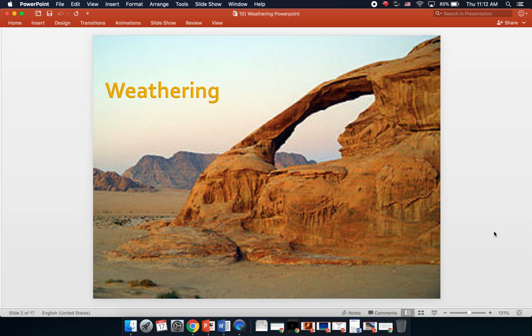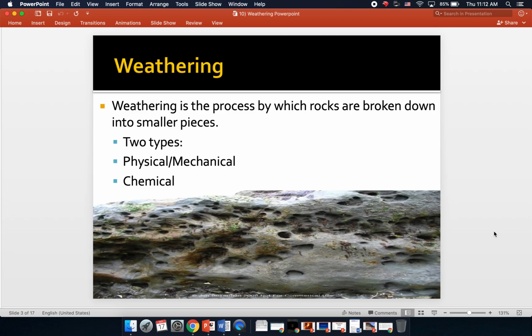This lesson is on weathering. Weathering is the process by which rocks are broken down into smaller pieces.